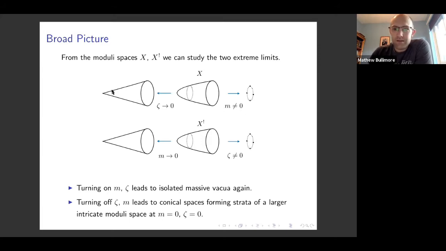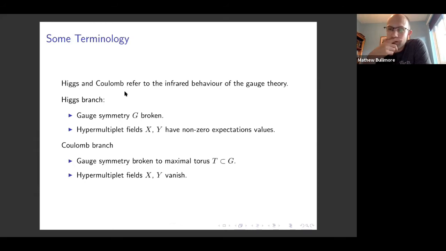And we should understand how that happens. In the opposite limit, if I start with the Higgs branch and I take zeta to 0, what happens is that the moduli space develops a kind of conical singularity. And these conical spaces, they form part of this bigger intricate structure that you get at the origin of the space. Okay, so I'd like to describe some of those things today.